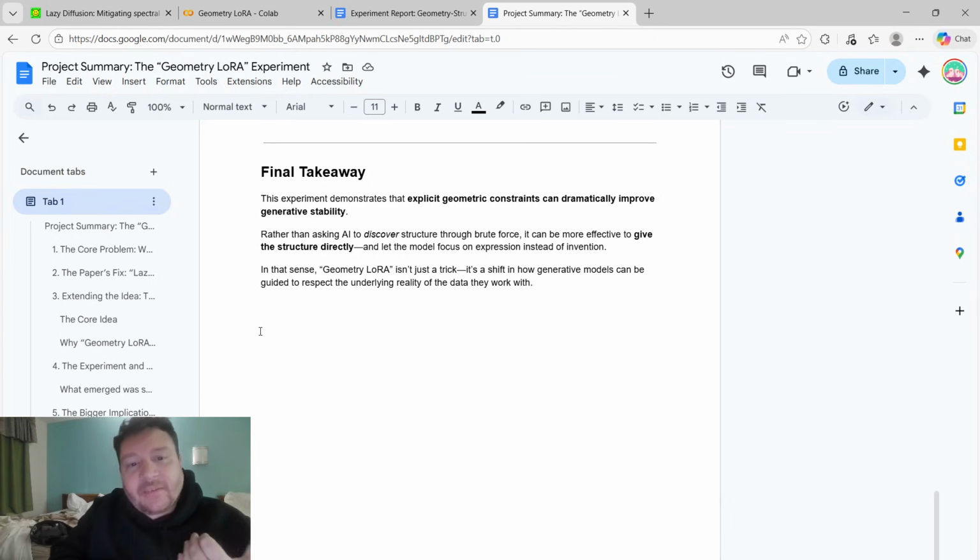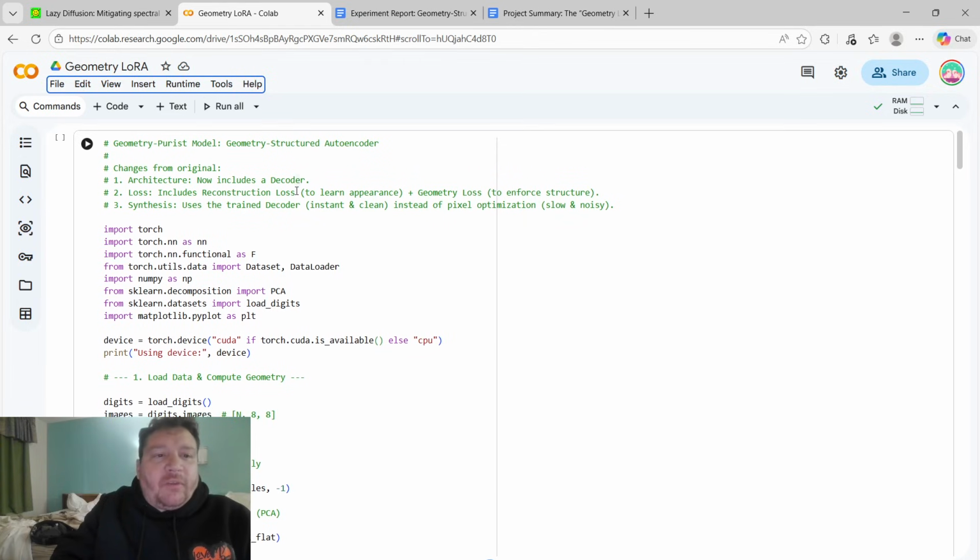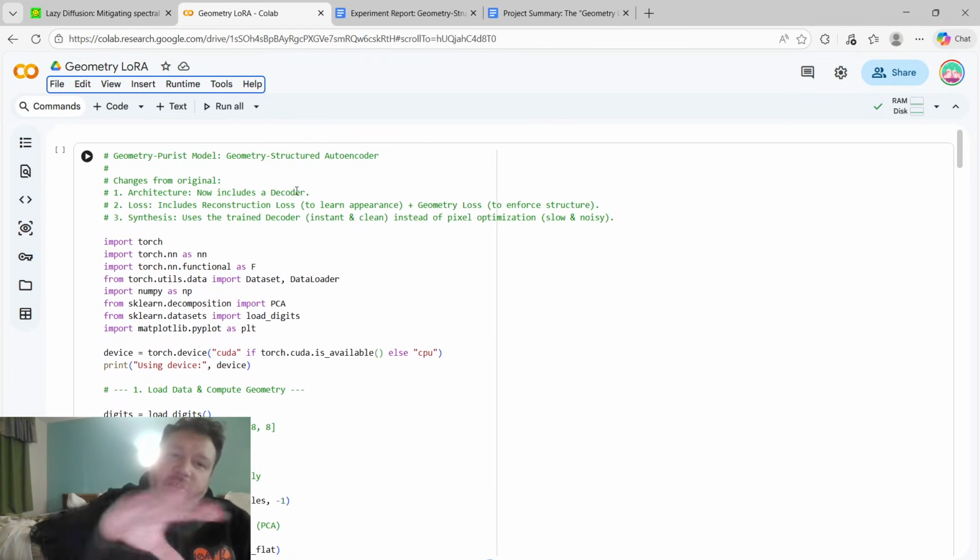And so in that sense, Geometry LoRA isn't just a trick. It's a shift in how generative models can be guided to respect the underlying reality of the data that they work with. And so diving deeper into this notebook very specifically, and then into the experiment over here.